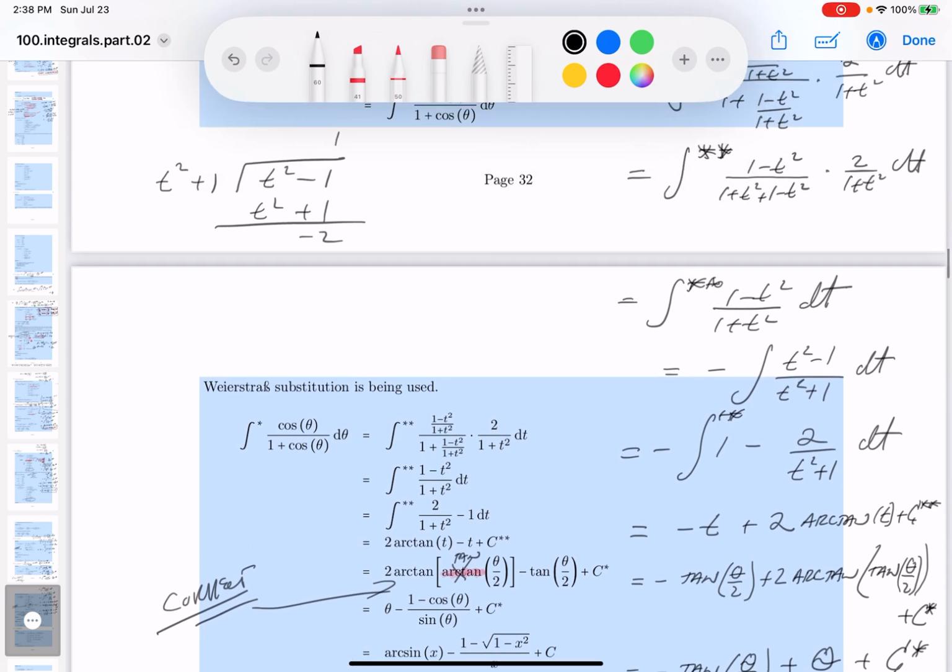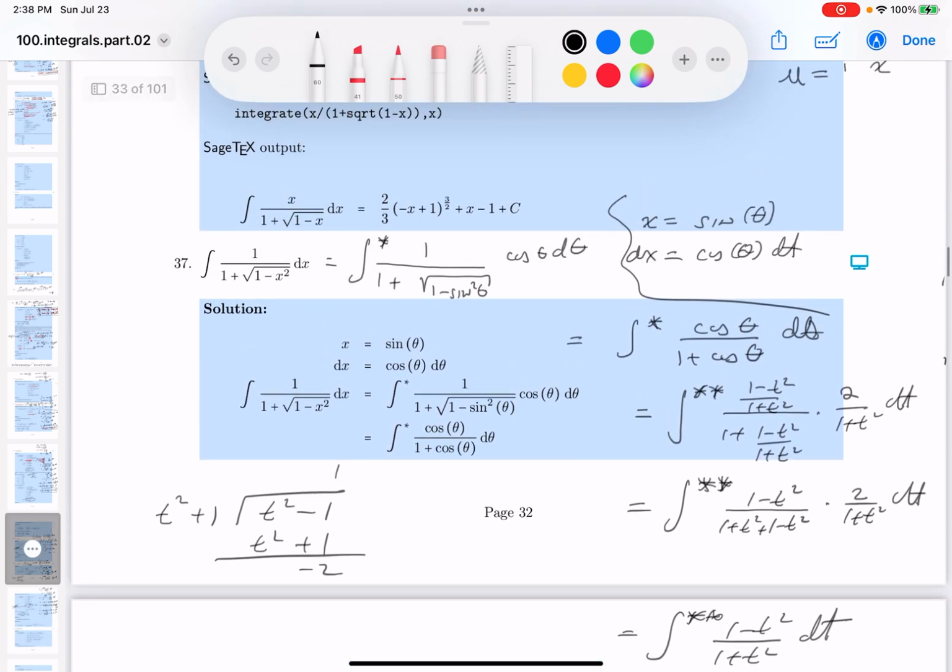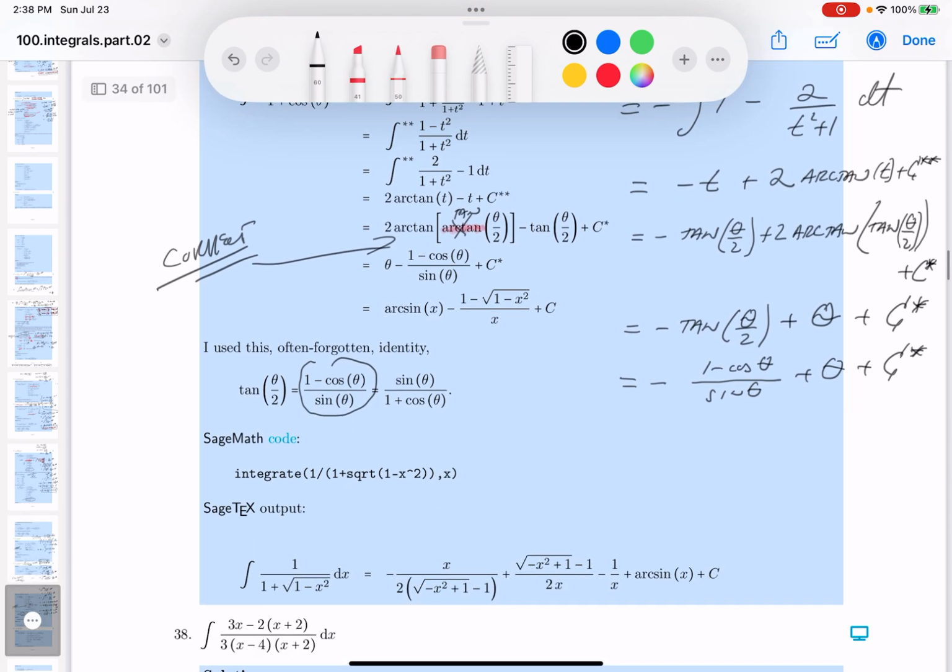All right, and again, I can't remember. Go back up here. Oh, look at that. x is sine theta. Let's write this down. Minus 1 minus the root of 1 minus x squared over x, plus, well, it's going to be arc sine of x now, plus c. Well, what's the cosine going to be? Not so bad. It's this thing.